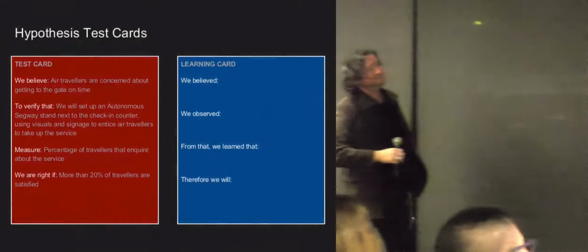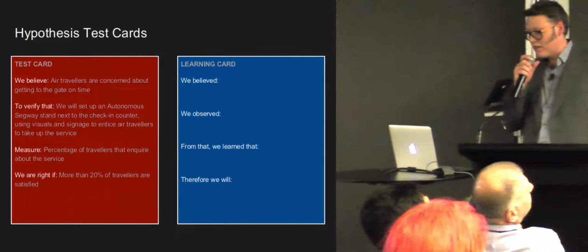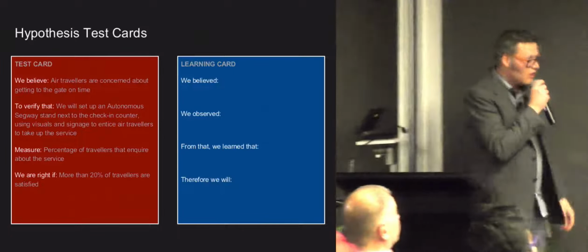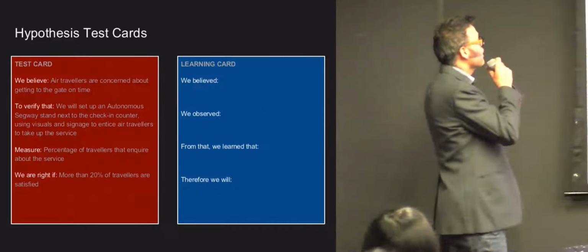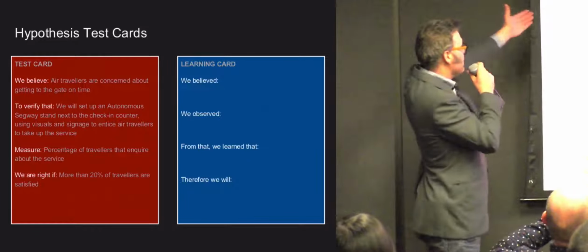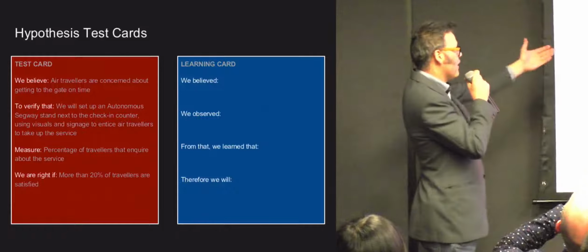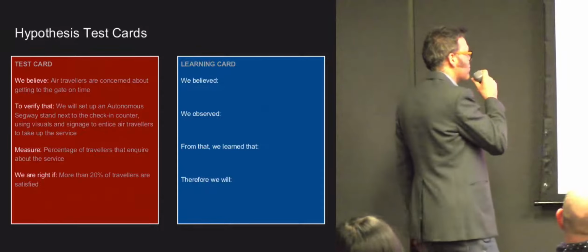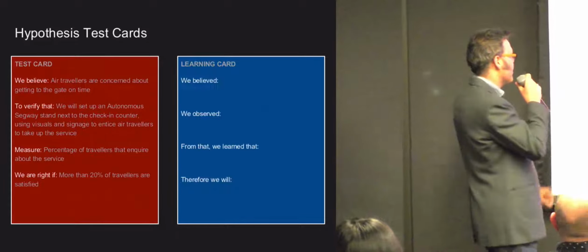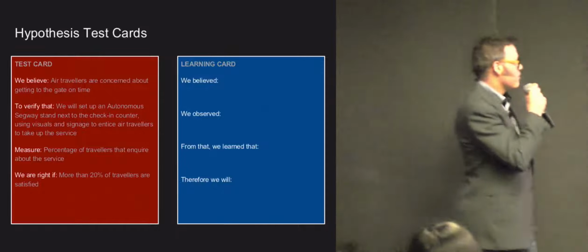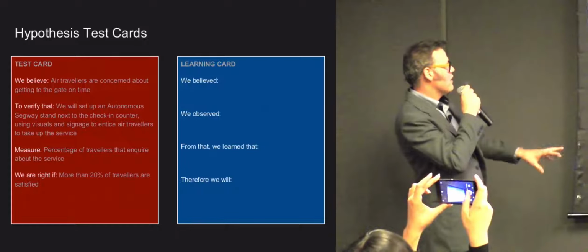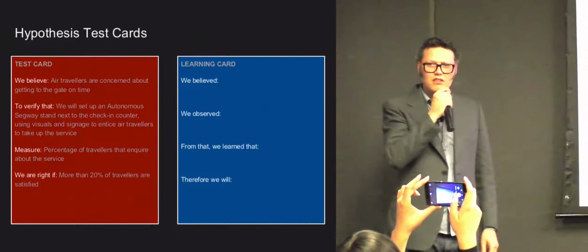So, just moving on to an example of what a test card might look like. We here have an example of a test card. We believe air travellers are concerned about getting to their gate on time. To verify that, we will set up an autonomous Segway stand right next to the check-in counter, using visuals and signage to entice air travellers to take up the service.